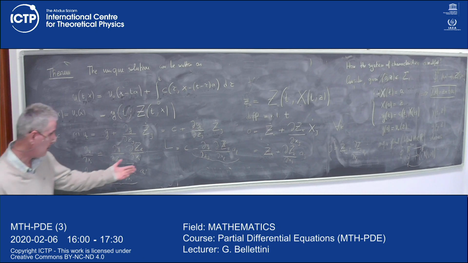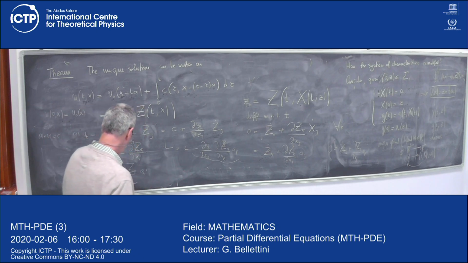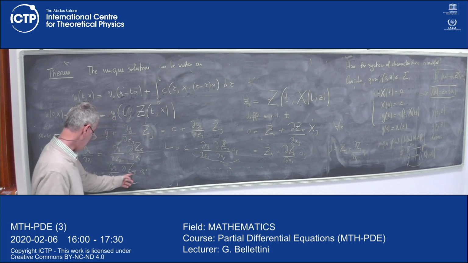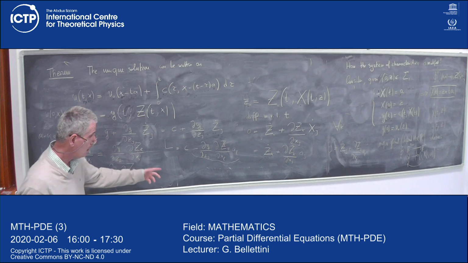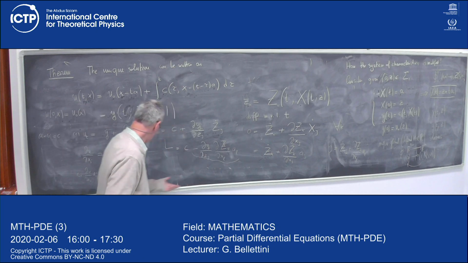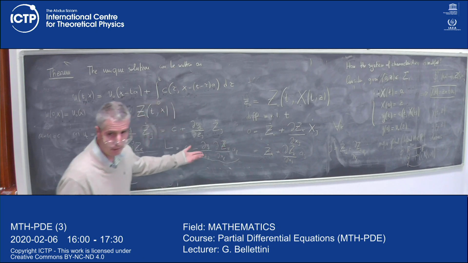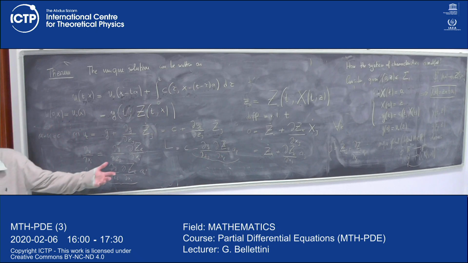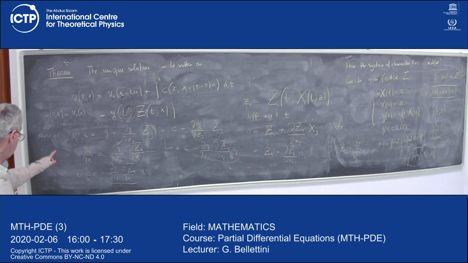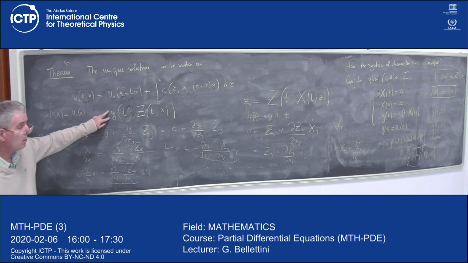Doesn't matter, because this is a summation over the indices, it doesn't matter how you call them. H and H is summed over H, and I and I is summed over I. Here I is called L, sorry, H is called J, but of course there is no difference, no? Because there is summation over J over I. So this means that this expression solves the PDE. No?